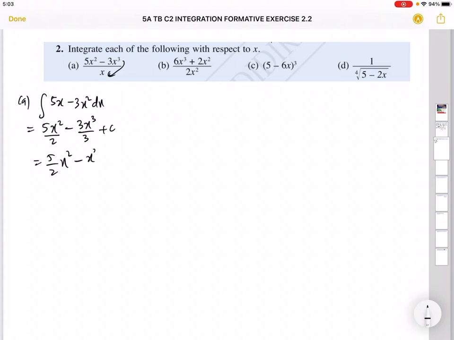Now, if you can simplify, we simplify them. So in this case, I get negative x cubed here. Can you see that? Plus c.